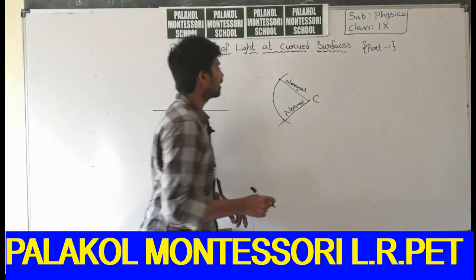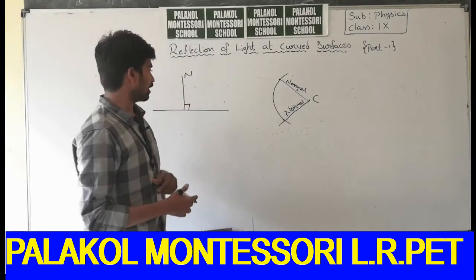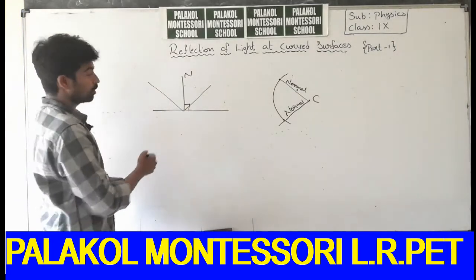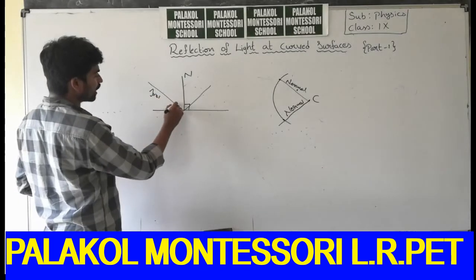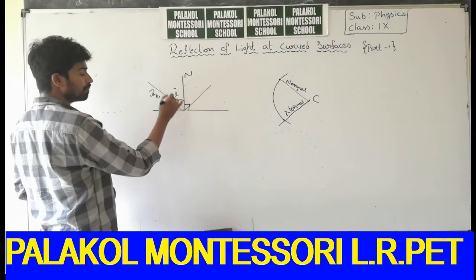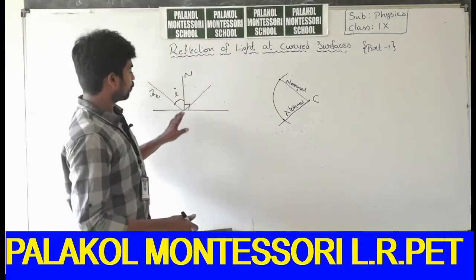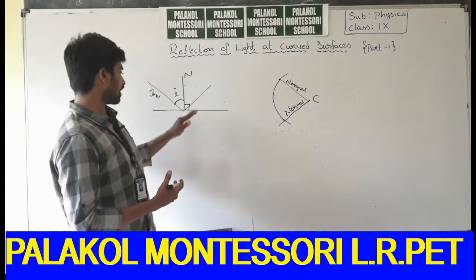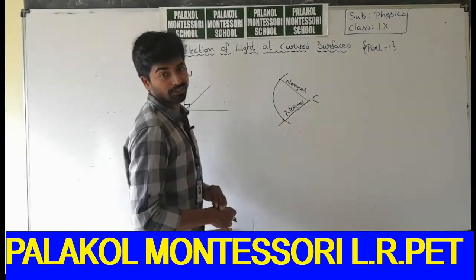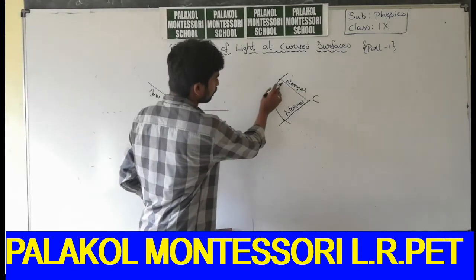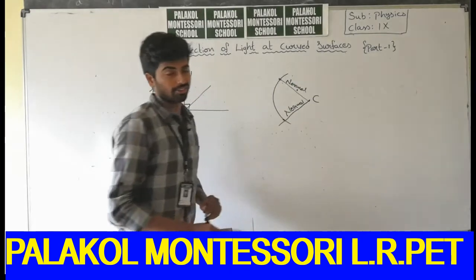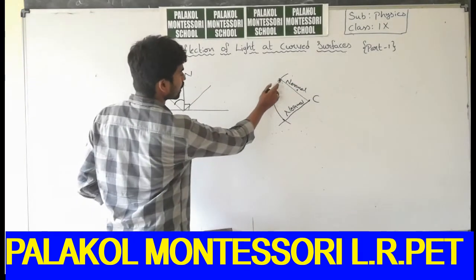So, why did we learn about the normal line? Because we take the measurements of angles from the normal line only. So, this is the incident light ray. You have to measure the angle of incidence from the normal line. That is why we already know how the normal lines will be for a plane surface, and for a spherical surface, the normal lines will be drawn as the line joining the point and the center of curvature. So, these are the normal lines for the concave surface.